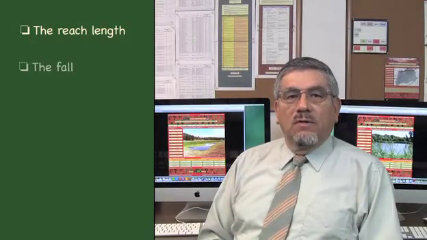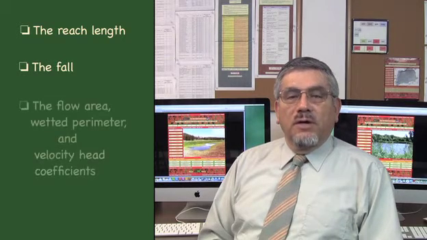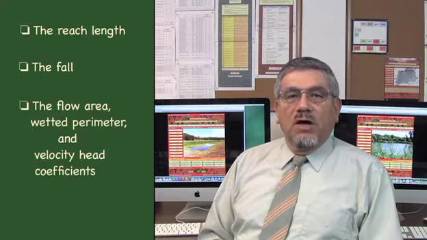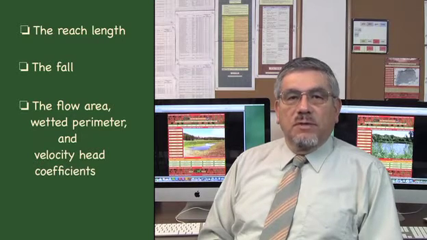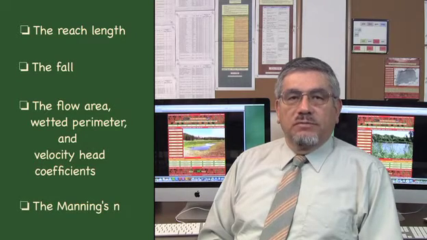To apply the slope area method for a given stream or river reach, the following data are required. The reach length, the fall, that is, the mean change in water surface elevation through the reach, the flow area, wetted perimeter, and velocity head coefficients at upstream and downstream cross sections, and the average value of Manning's n for the reach.